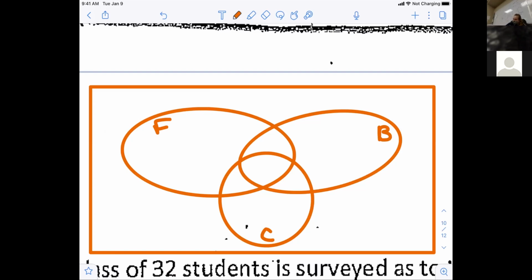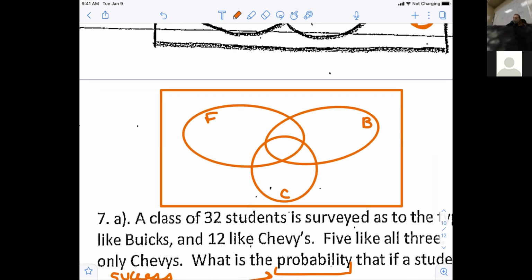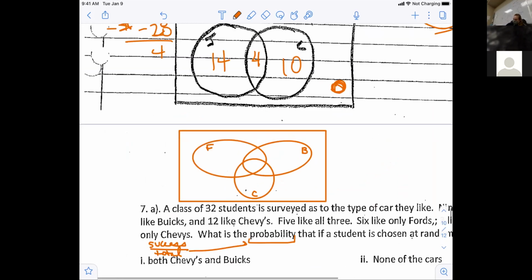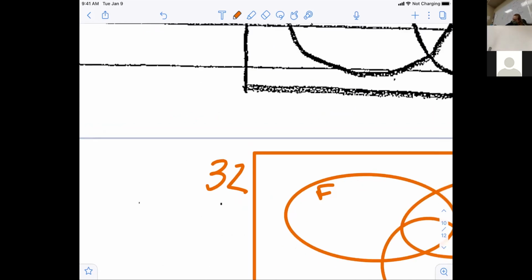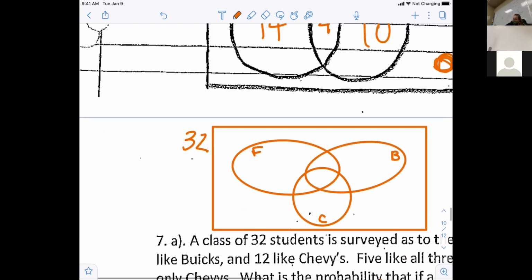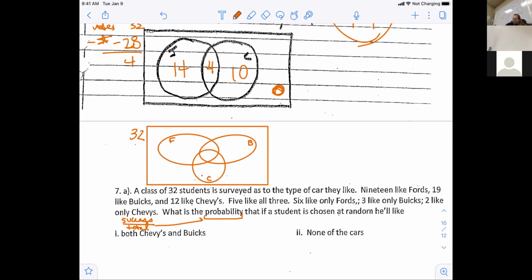Okay. It says a class of 32 students is surveyed as to the type of car they like. I'm going to write 32 on the outside somewhere to remind myself that all of the inside must add up to 32. I have to account for 32 humans in this. It says 19 like Fords, 19 like Buicks, 12 like Chevys. That just means I have 12 people in this whole circle. There's a lot of little spaces to fill, so I can't use 12 yet. I'm going to use it in a minute, but not yet.